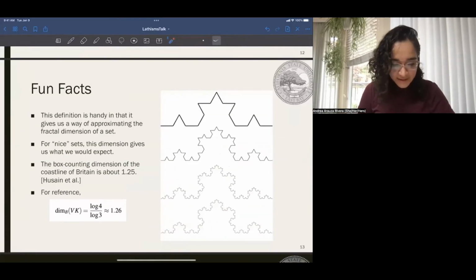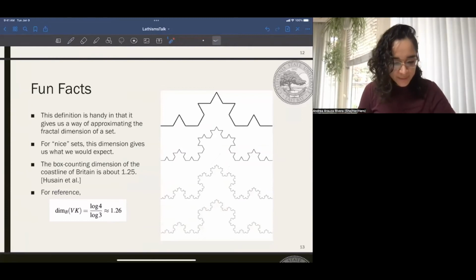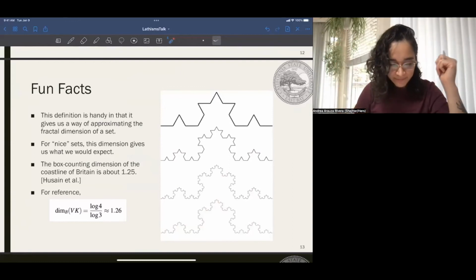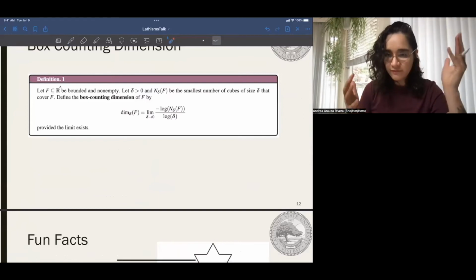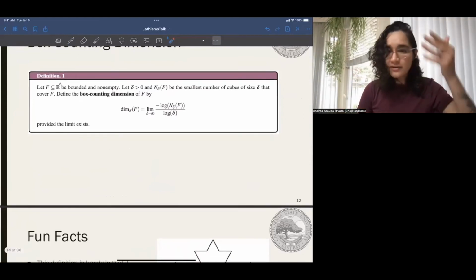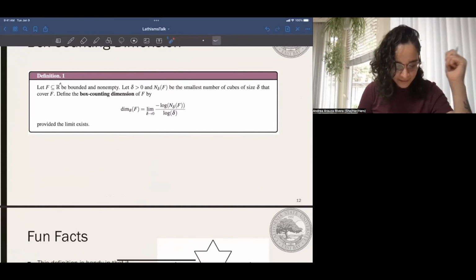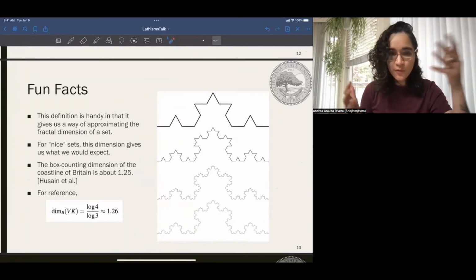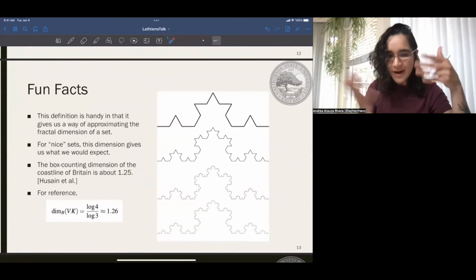One of the reasons that this box counting dimension is nice is because it gives us a way of approximating the fractal dimension of a shape. For each delta, you get an approximation for this limit. So it inherently gives you a way of approximating the dimension just within the definition itself. For nice sets, so something like a line or a square or a cube, this dimension gives you the same thing that you would usually expect. So 1 for a line, 2 for a square, 3 for a cube.